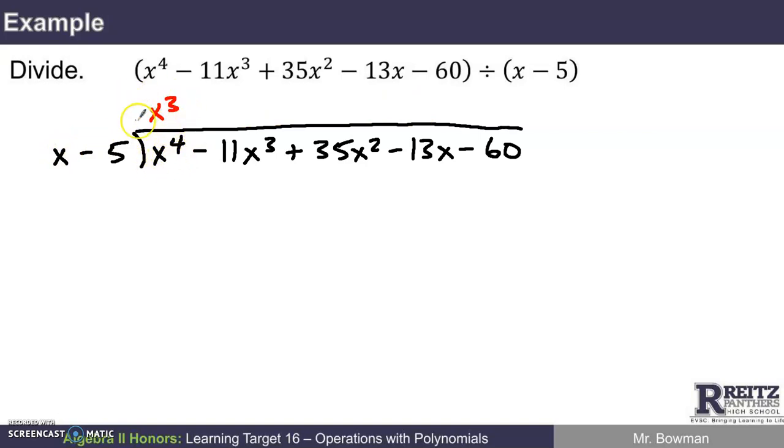Now, what you did once you put a number in the place of the quotient in grade school was, you said, let me multiply that by the divisor, and then we'll subtract. And that's exactly what we're going to do here. So let me multiply x cubed by x minus 5, and let me put that right here. X cubed times x is x to the fourth. X cubed times 5 is negative 5x cubed.